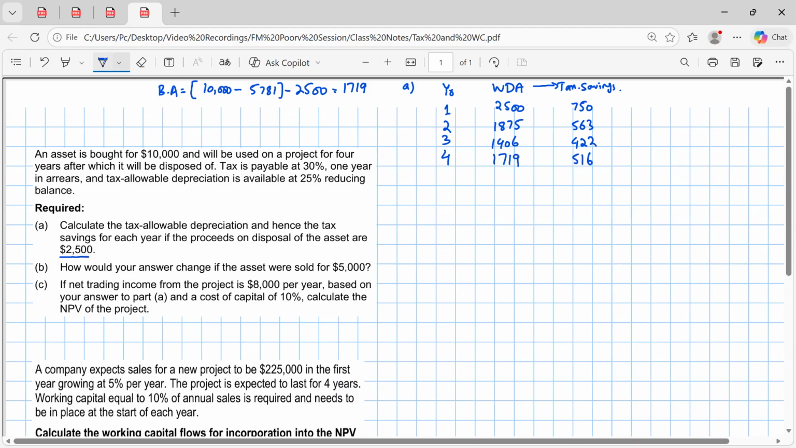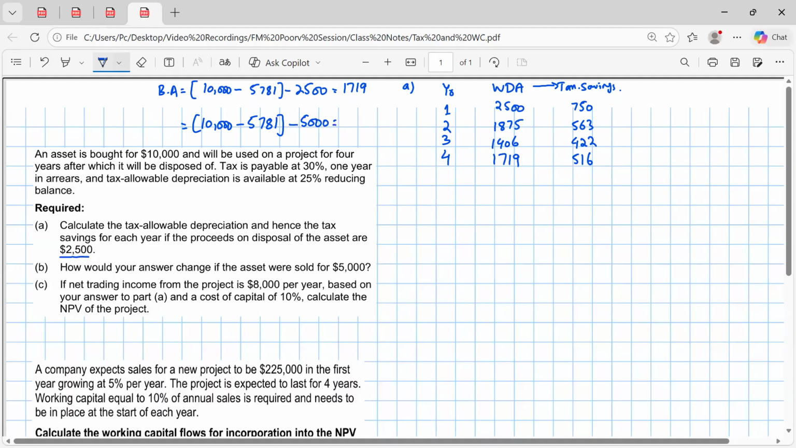Now part B. How would your answer change if the asset was sold for 5,000? If the scrap value was 5,000, how would the answer be different? Okay, now we have to tell that. So let's calculate. If the scrap value was 2,500, in the last year, 10,000 minus already claimed WDA 5,781. But in the last year, now we will deduct the scrap value of 5,000, right? So tell me what will the answer be now?